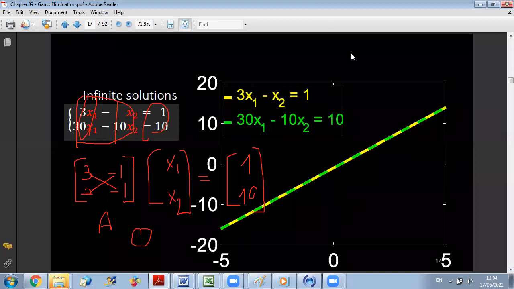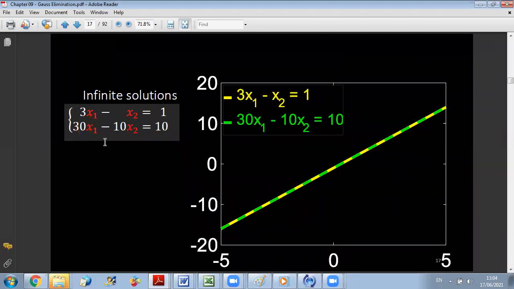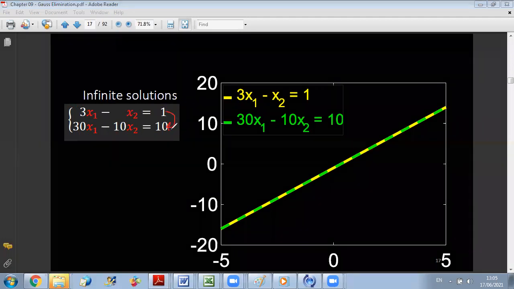In this case, the second equation is a multiple of the first. If you multiply equation 1 by 10, you will get a different equation, but on a graph it will be the same equation, because this equation is a multiple of the first. So they constitute in reality one equation. If you draw them on a graph of x2 as a function of x1, you will get the same line. So here you have infinite possible solutions. Any point on this line will be a solution for this system.